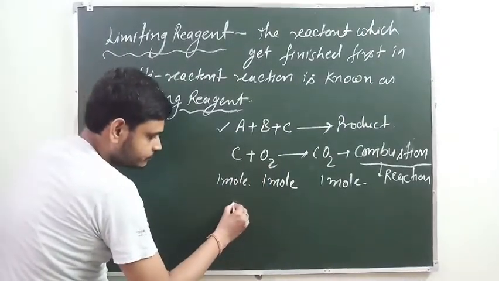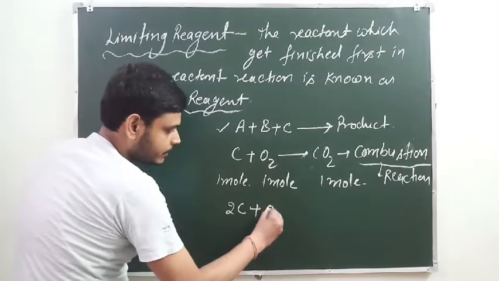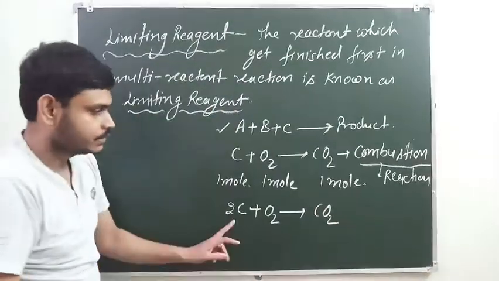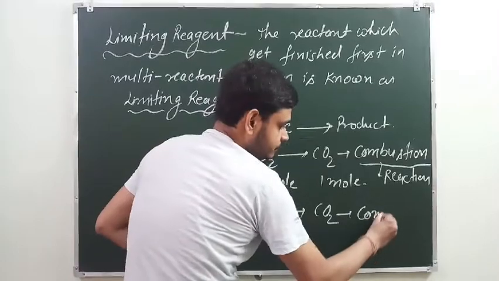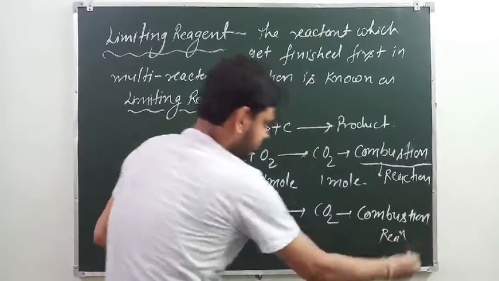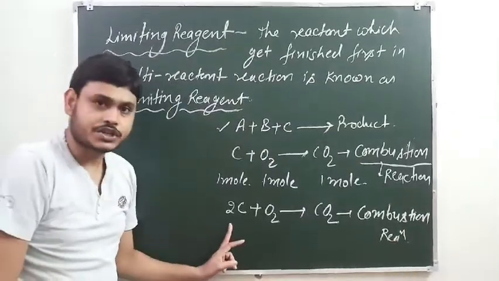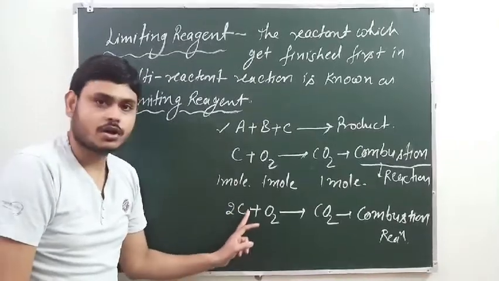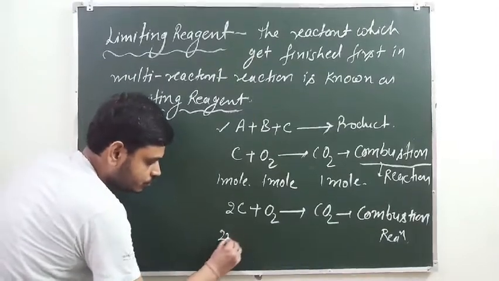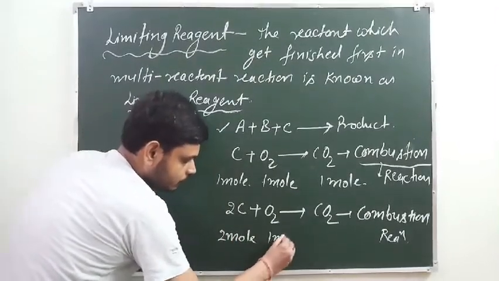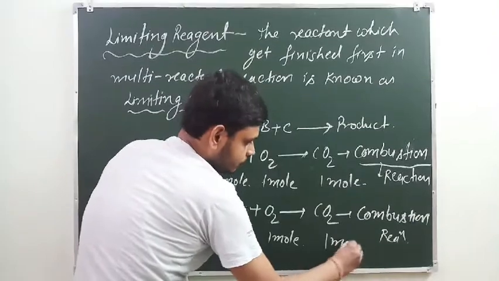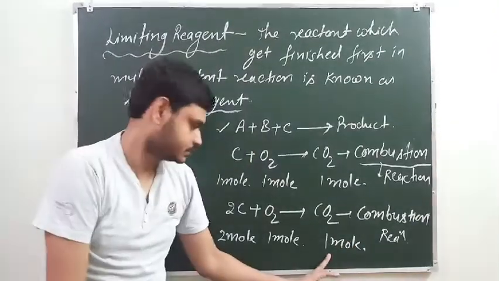In the second example, 2 moles of carbon react with oxygen to form carbon dioxide. This is also a combustion reaction. In this reaction, the number of moles of carbon is 2 moles and 1 mole of oxygen. Clear? 1 mole of carbon dioxide.